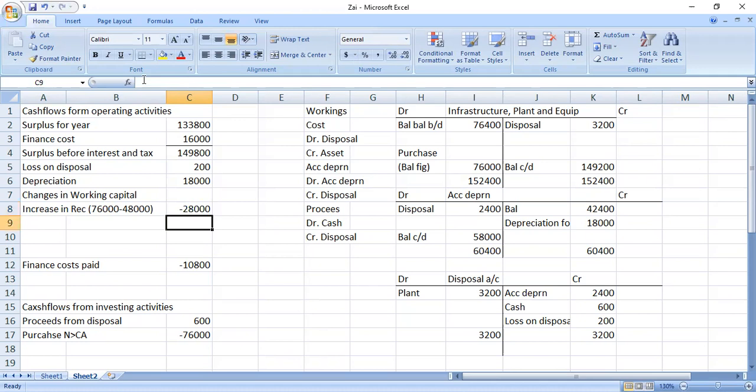Then we go to the next item, which is inventory. Inventory is still working capital, and for it, it is reducing. So you say decrease in inventory or stock. It is decreasing to 40 from 78.